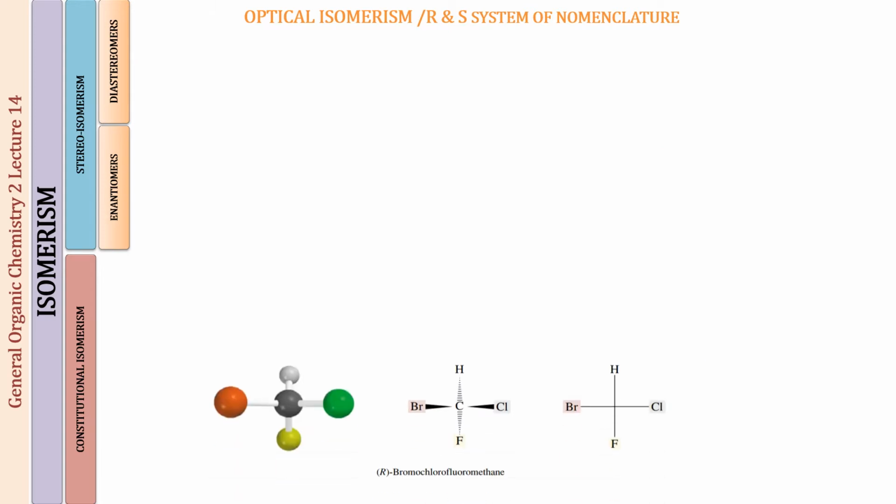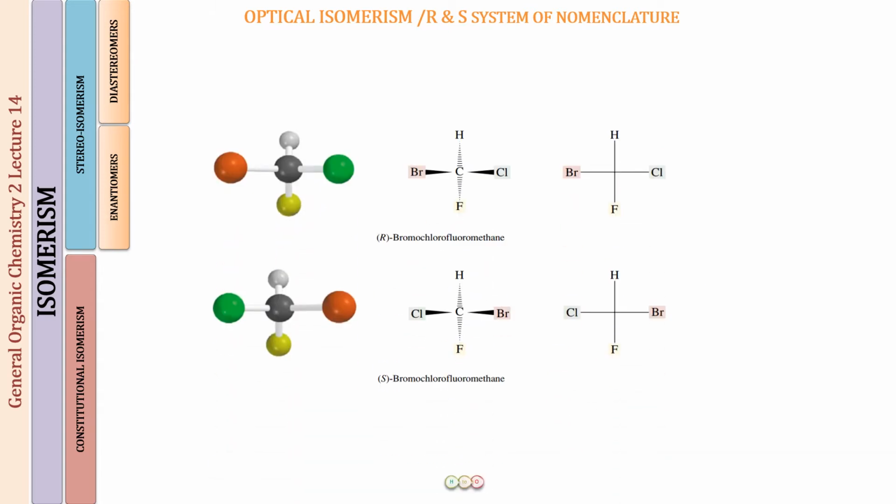So according to this rule number 1, if you have to number the groups surrounding the carbon in this molecule, how will you do that? So we have a bromine, a chlorine, a fluorine, and a hydrogen. Out of these, bromine will have the highest atomic number. So this is going to be atom number 1. This is the group of highest priority, right? Then we will have chlorine, then fluorine, and then hydrogen. So this way you are going to number all the 4 groups which are present around the asymmetric carbon.